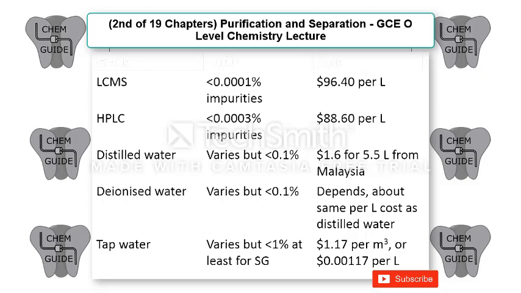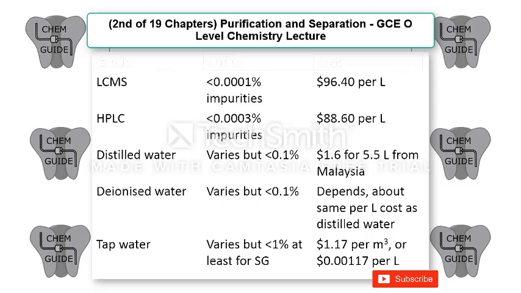Welcome to Chem Lectures topic on purification and separation. This is the second topic of the GCE O-level chemistry syllabus, and this is quite an important topic because there will be quite a few techniques within this topic that you will need to use later on in your chemistry life. For example, filtration, distillation, evaporation, and so on and so forth.